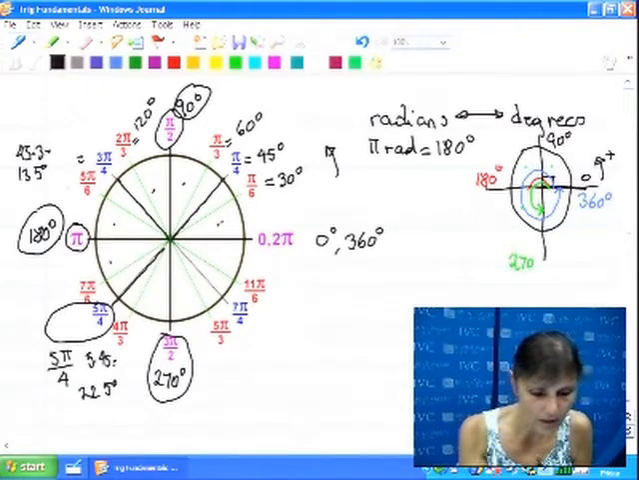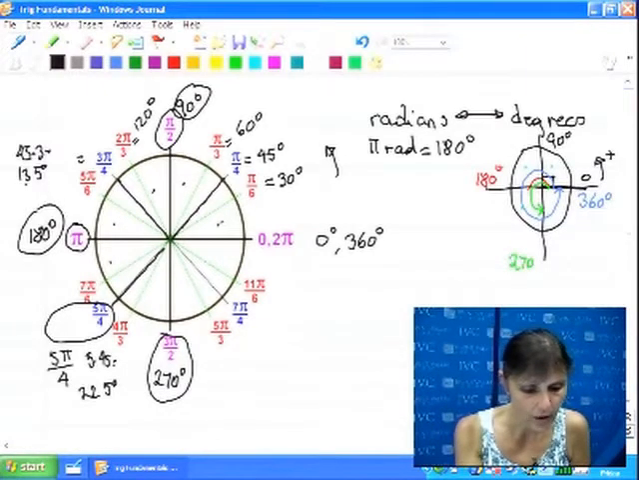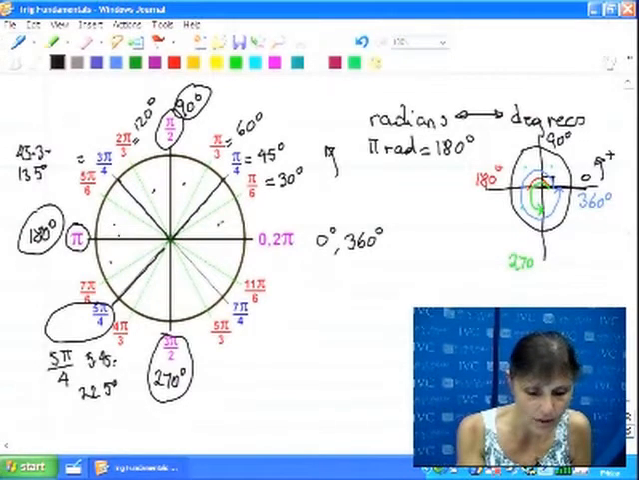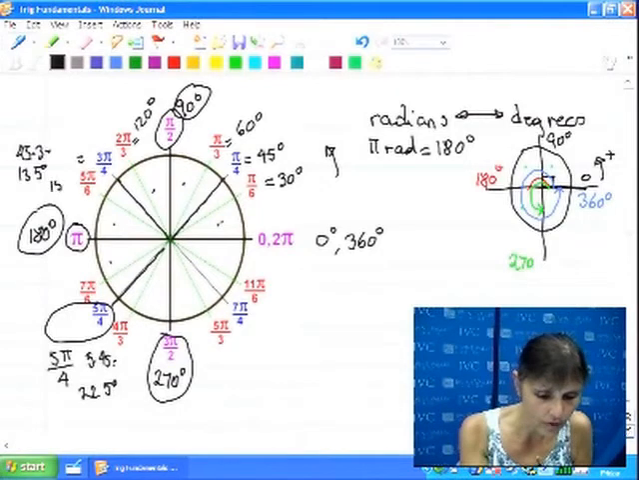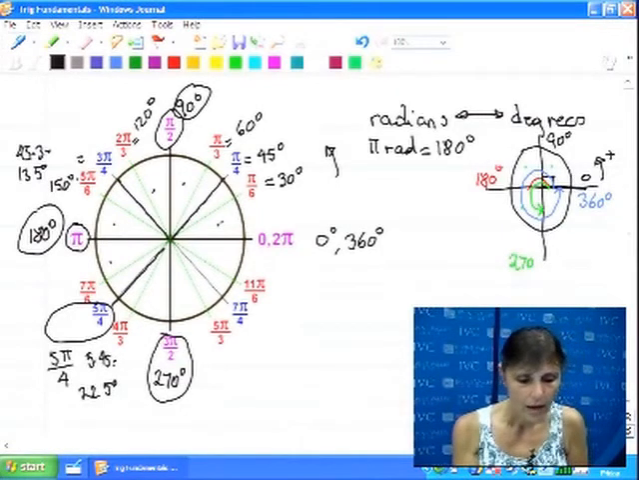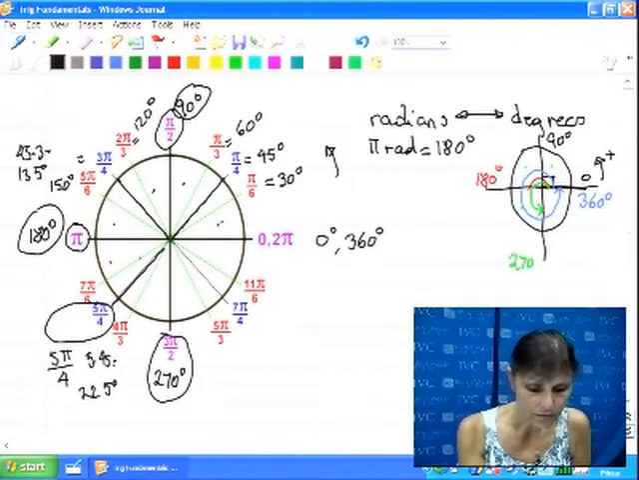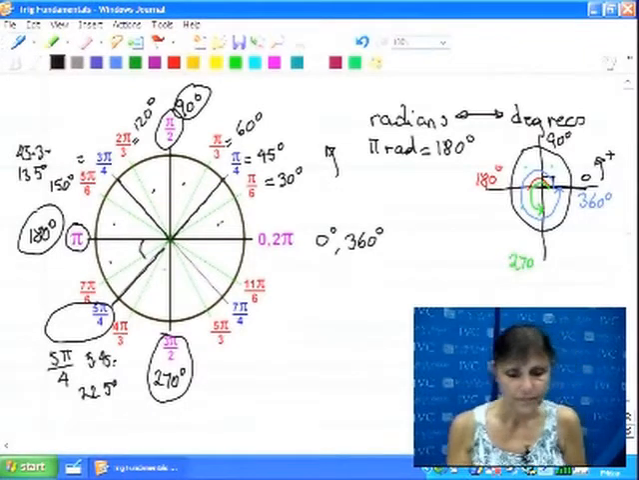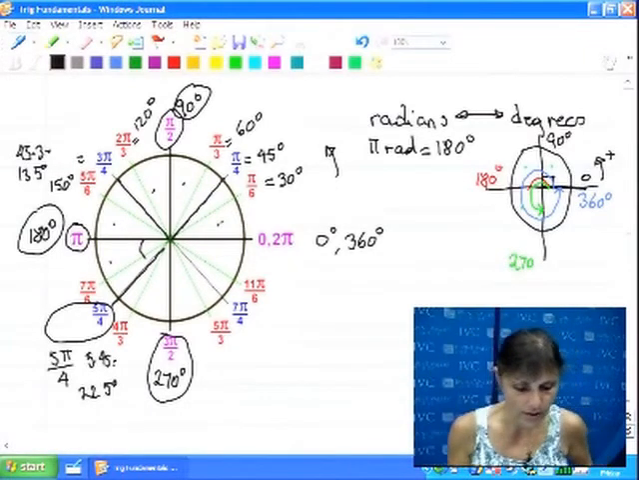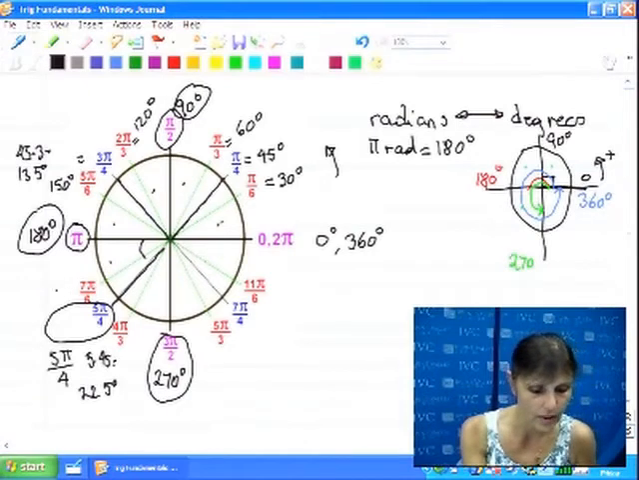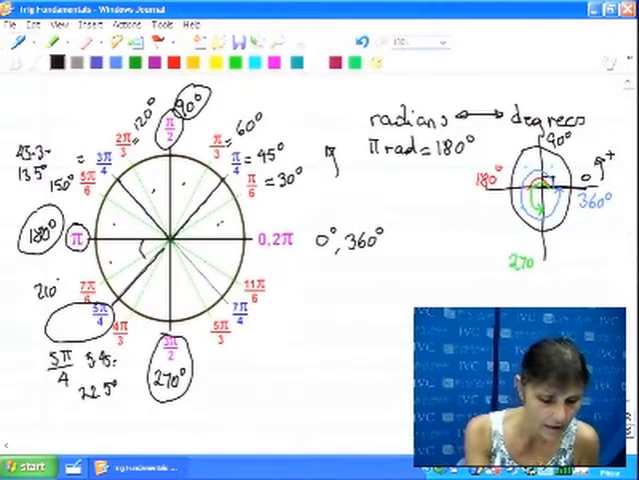I know this one is, we did already, 135. And this one is, what is that going to be? 180 minus 30. So that's going to be 150. And so I have 180 here. So how much is this guy? So I know it is 30 degrees. So 180 plus 30, that's 210.